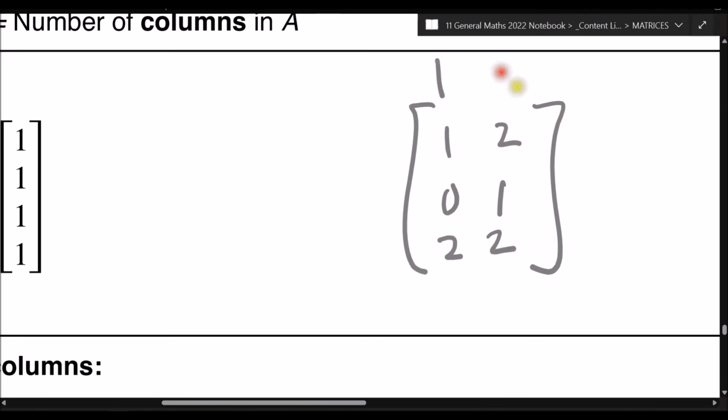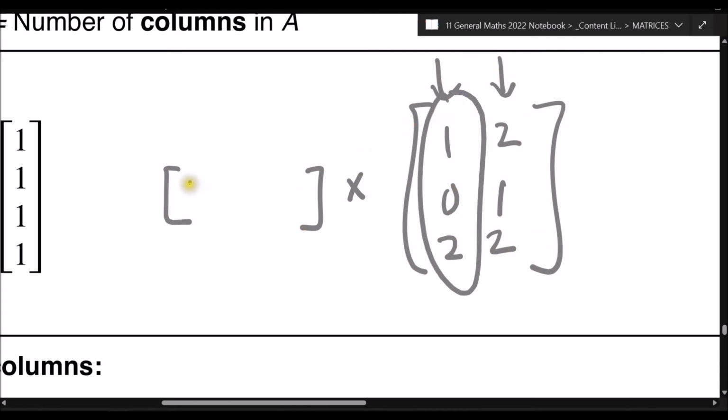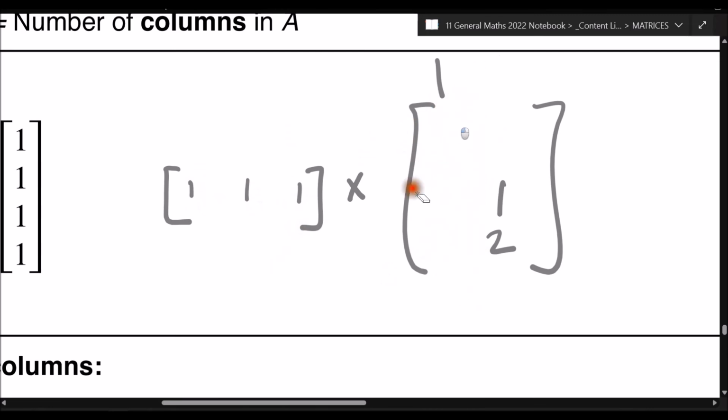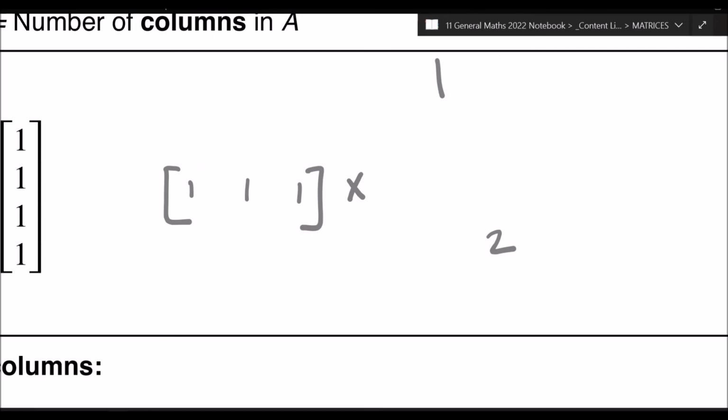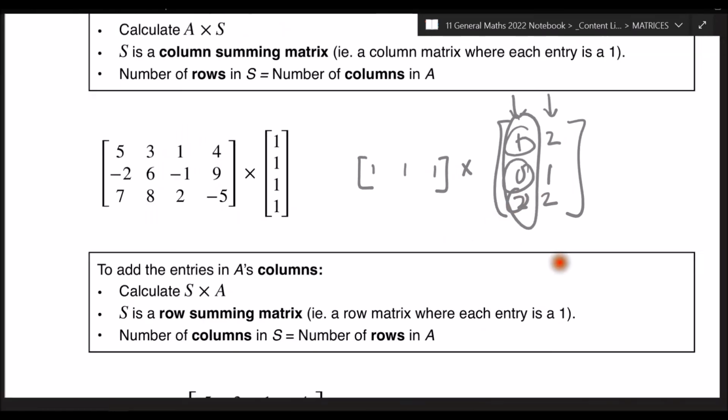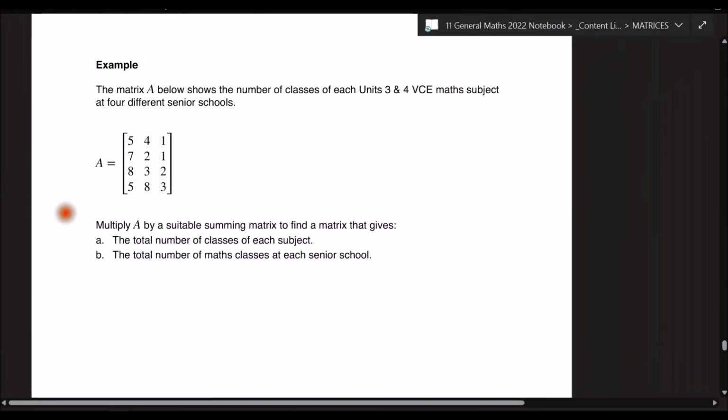If I wanted to add up the columns, I would use a row matrix. How many entries will I need? Well, I need to add up 3 values, so it's going to be 1, 2, 3, because I need to add up all of these. This will make more sense when you put it to practice, but that's essentially all you need for this.